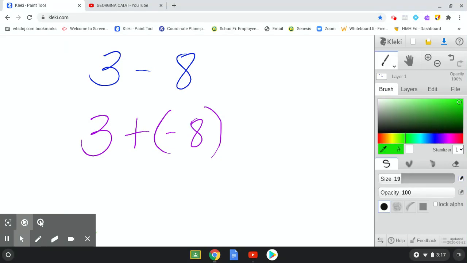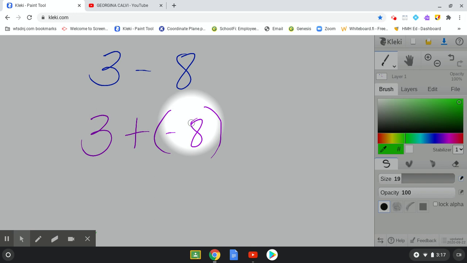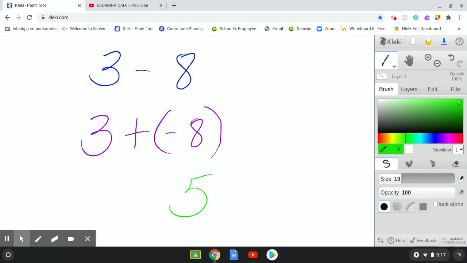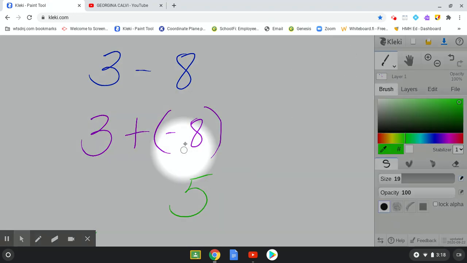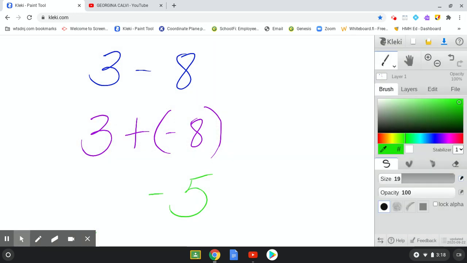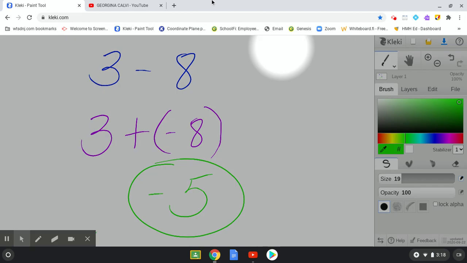So now I have to go back to my addition rules. My signs are different here because I have a positive 3 and a negative 8. Signs are different. Subtract them, take the sign of the bigger number. So when I subtract, I get 5 because 8 minus 3 is 5. And 8 is larger than 3. And because there's a negative with the 8, my final answer will be negative 5. All right, so keep, change, change. Keep the sign of the first integer, change the subtraction sign to addition, change the sign of the second integer.